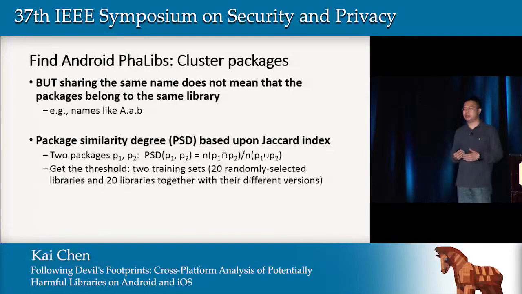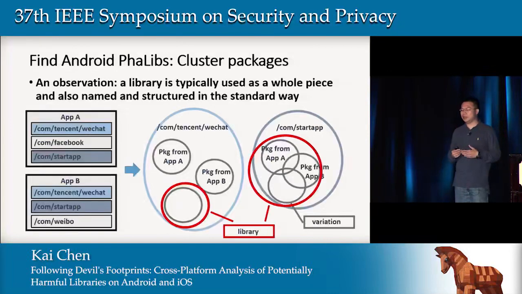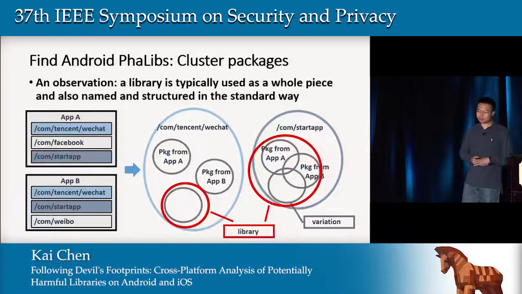Then we use this PSD to cluster libraries inside a group. We get the threshold using two training sets: 20 randomly selected libraries that have no relation to each other, and 20 libraries together with their different versions. So we can get a threshold and do the clustering. From the clustering, each cluster is a library, and it contains several variations.